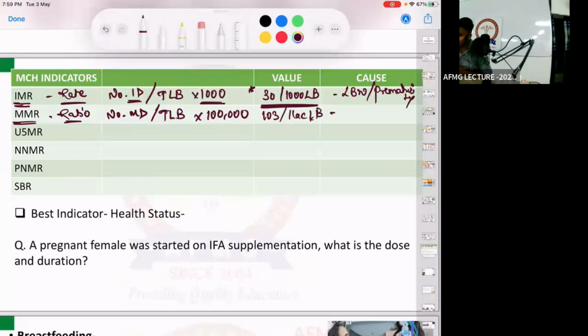What is the most common cause of maternal death? Most common direct cause: PPH. Most common indirect causes. Under 5 mortality rate. That means a child under 5 mortality rate है. Okay, so number of deaths less than 5 years of age upon total live birth into 1000.